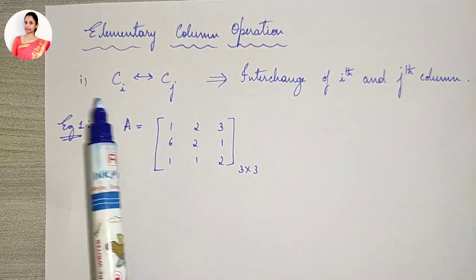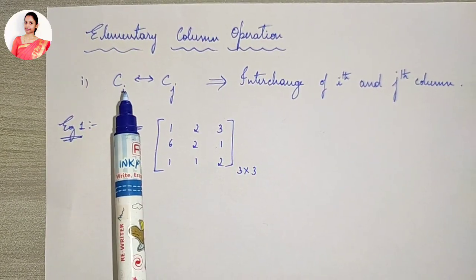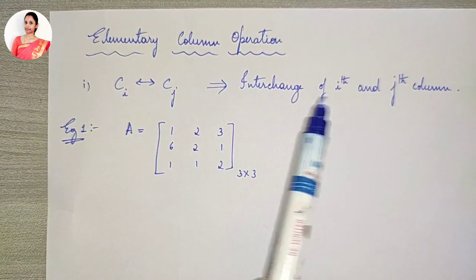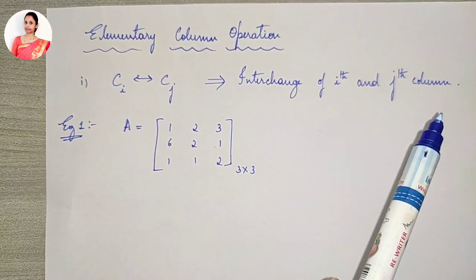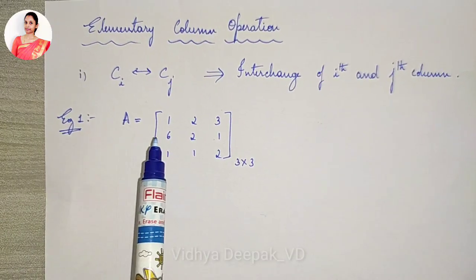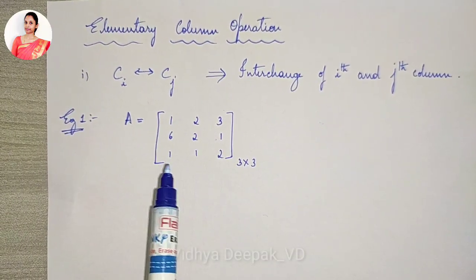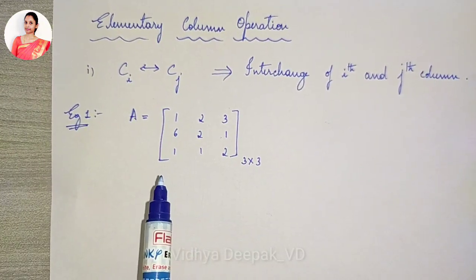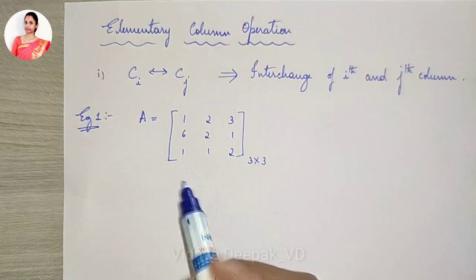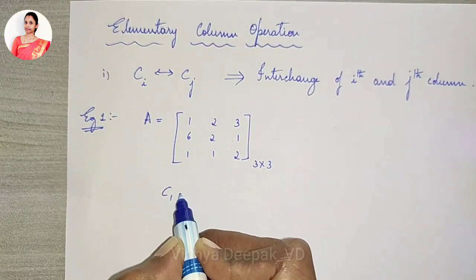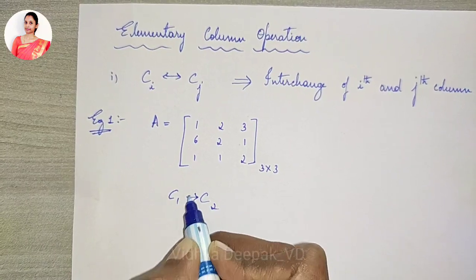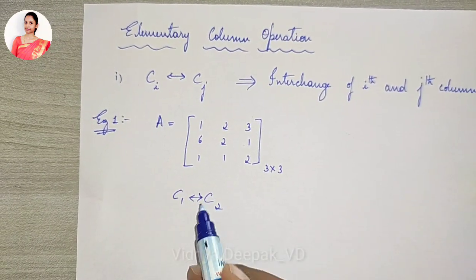The first property is that we can interchange the ith column and the jth column. We will understand this better using an example. We have a problem here: A is equal to 1 2 3, 6 2 1, 1 1 2, which is a 3 cross 3 matrix. We will change the first column to the second column, so we write C1 changing into C2 and C2 to C1. That's why we put this arrow mark.